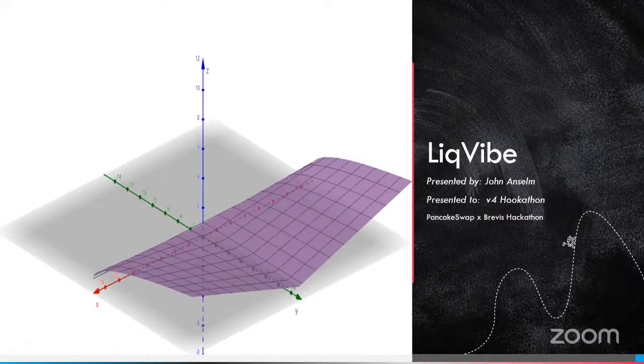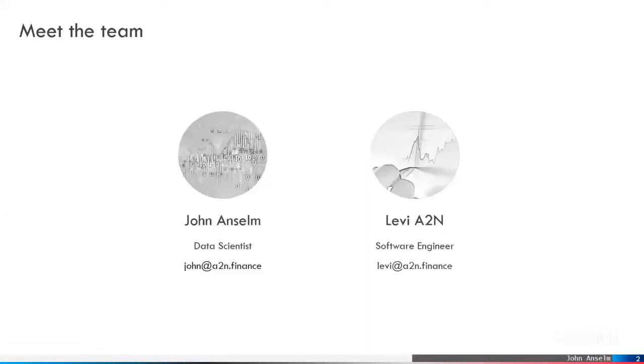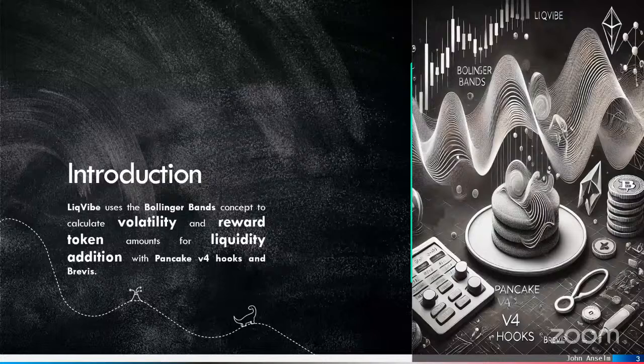Okay. Hi, everyone. I'm John Ansaf. I am a representative of Big White. Our team includes 2 members, Levi, A2N, and me. Levi is a software engineer with 10 years of experience, and I'm a data scientist. Now I will shortly introduce our project. Levi used the Bollinger Bands concept to calculate volatility and reward token amounts for liquidity addition with Pancake-3 hooks and Rabbit.